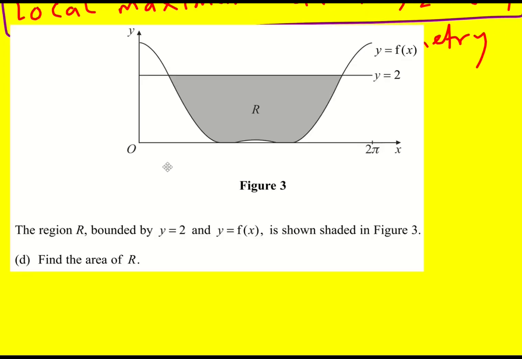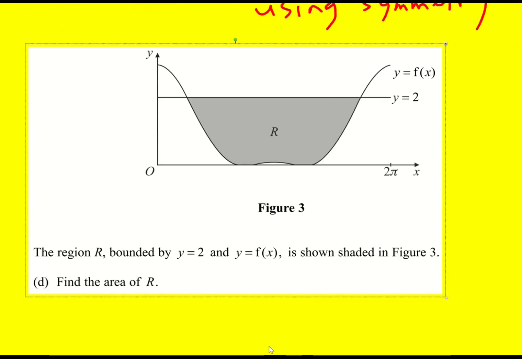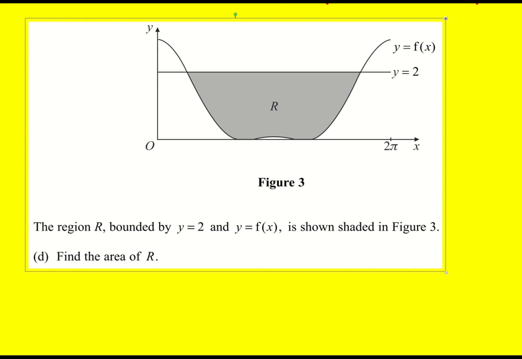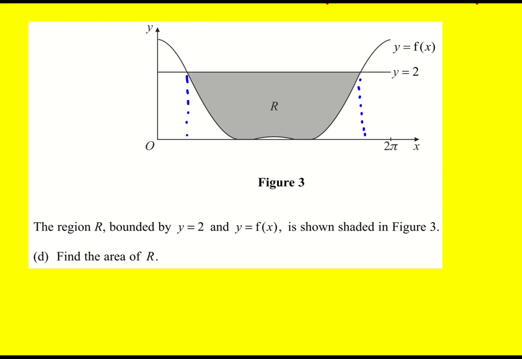Finally, we have part D. So the curve, we've drawn a line across at y equals 2, and we've got a region bounded by this line and the curve. We're asked to find the area of R. I'm going to need to be able to find these values here, so I'll call them A and B.